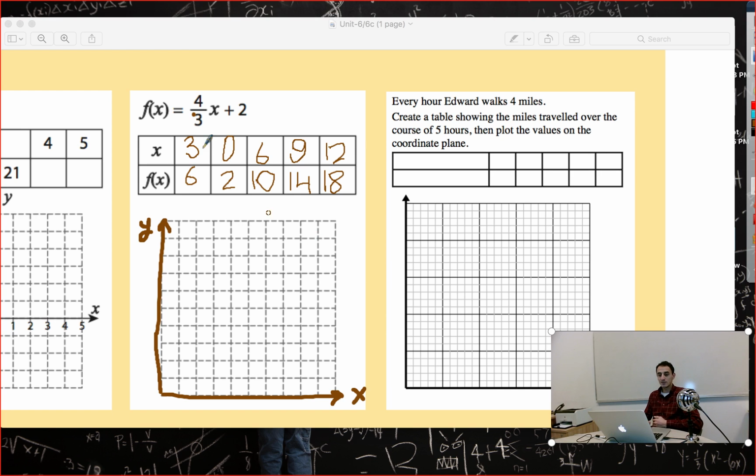Okay, let's plot the points. We don't have numbers here, you see? If I put 1, for example, here 1, here 2, here 3, here 4, I will not be able to reach, for example, 18 or maybe even 12. So I need to change the scale. Okay?